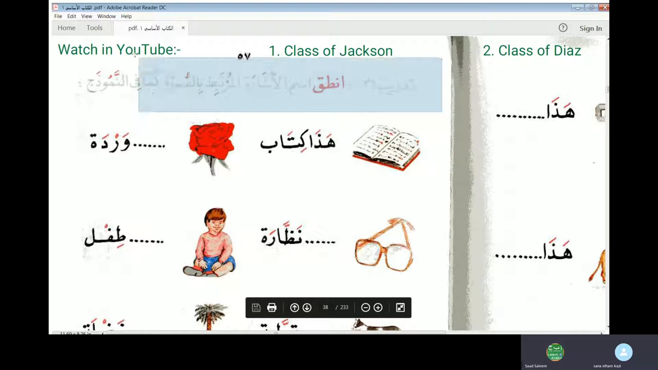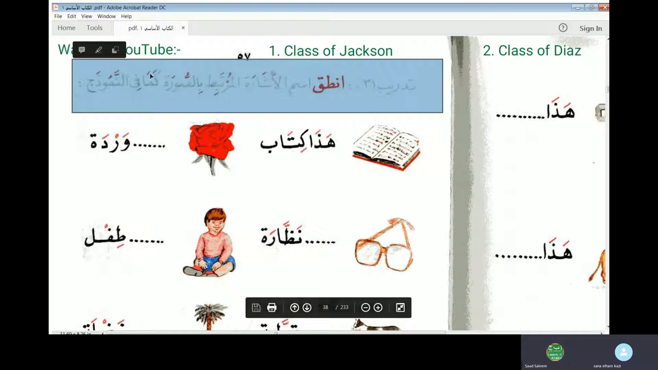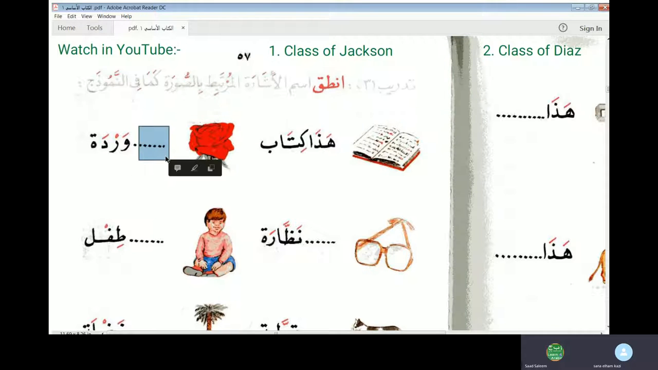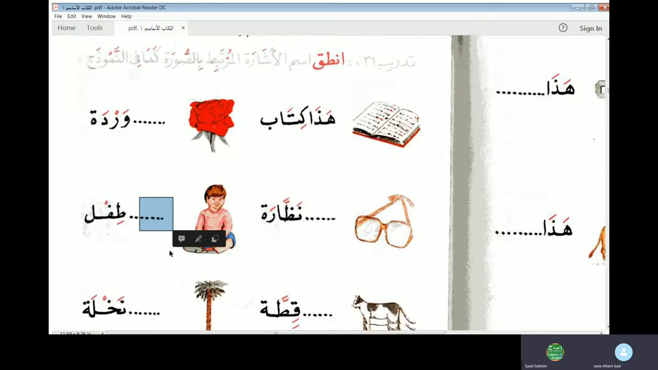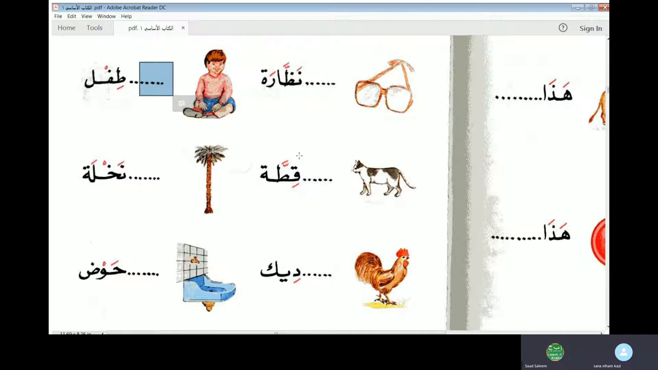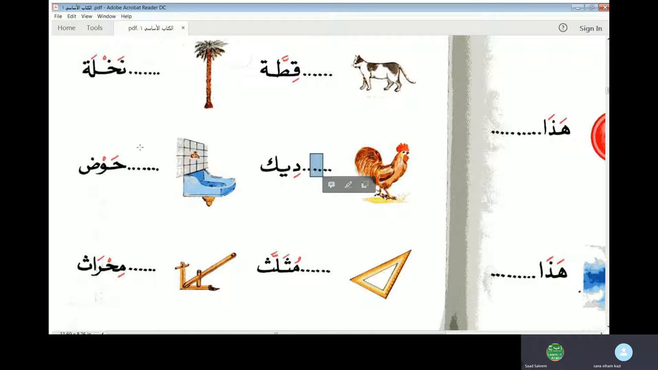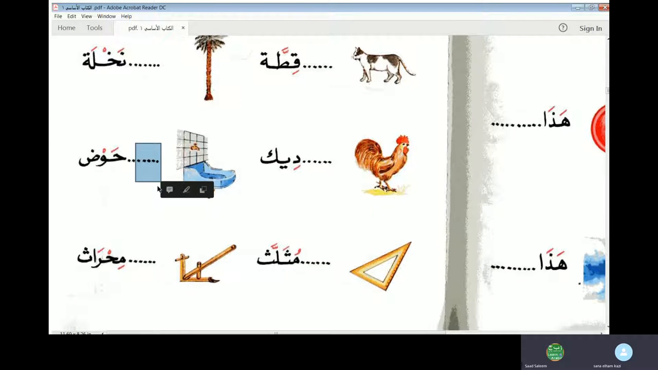Hadha kitab, this is the book. This is the flower, hadhihi warda. Hadhihi nazzara, this is the eyeglasses. Hadha tifl, this is the child. Hadhihi qitta, this is the cat. Hadhihi nakhla, nakhla is palm tree. Hadha dik, this is the rooster. Hadha hawd, this is the sink.